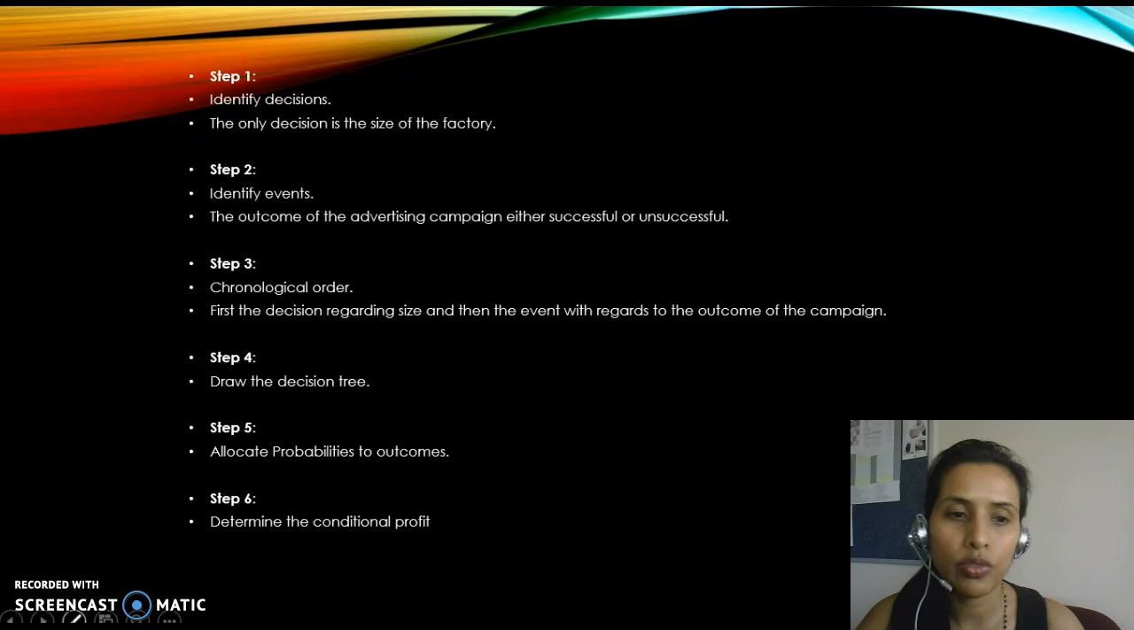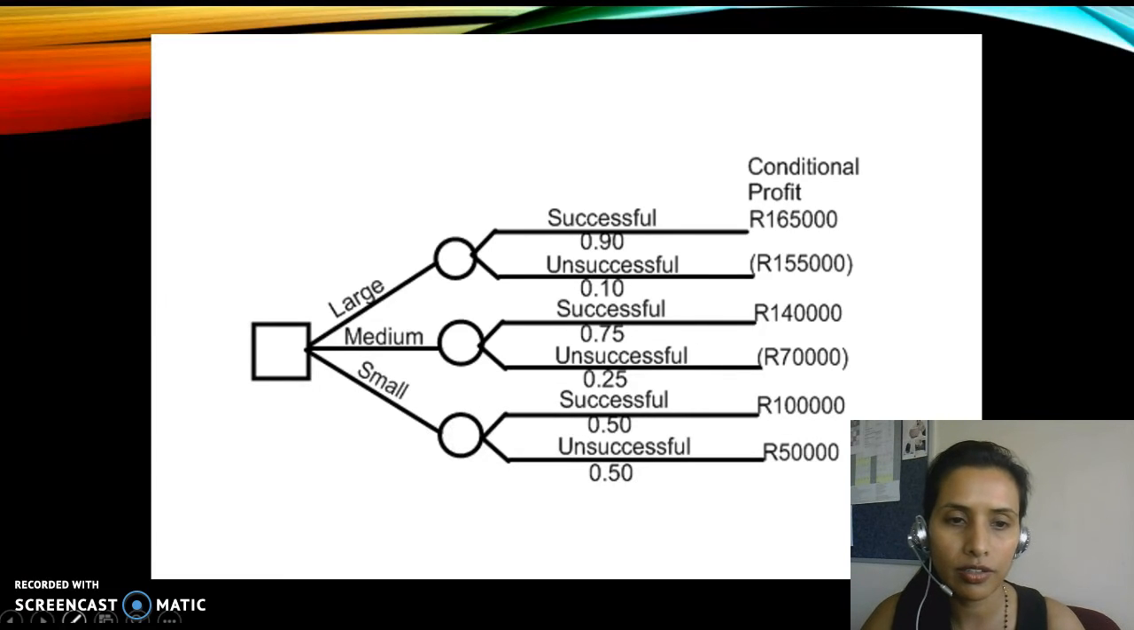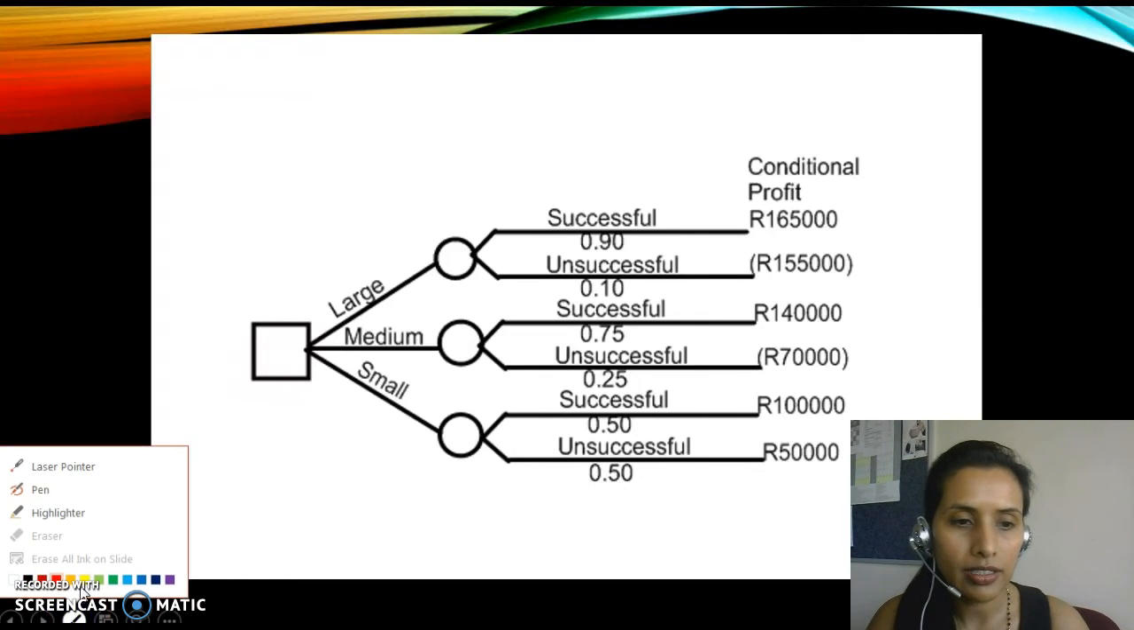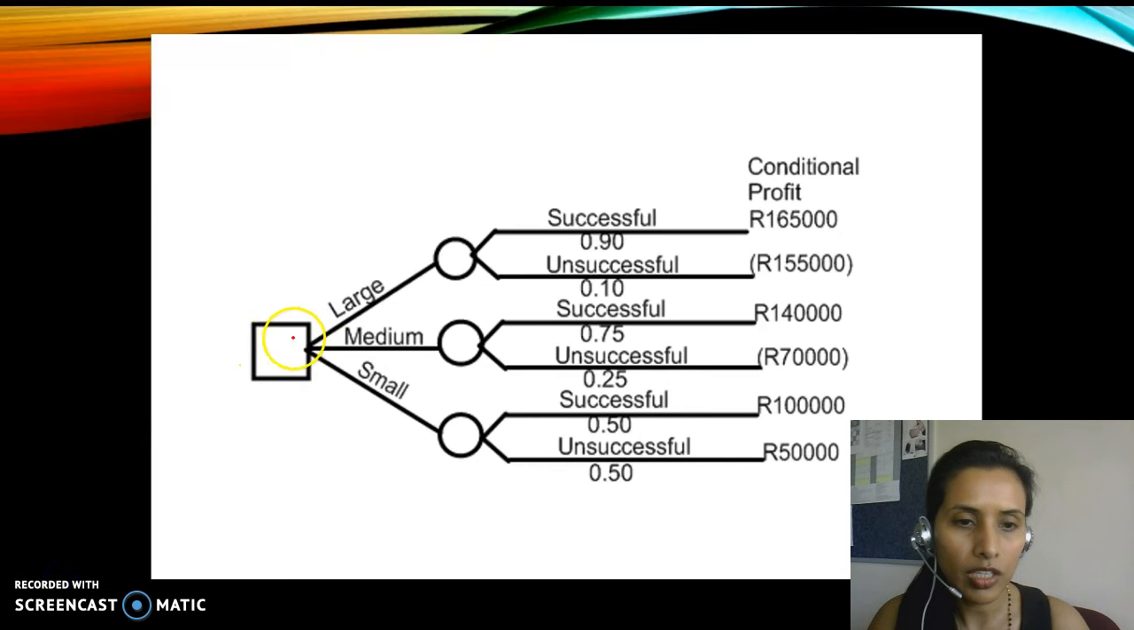Thereafter, we're ready to do the forward pass, which is drawing our decision tree. Then we will allocate probabilities to all the different outcomes, the campaign being successful or unsuccessful, and we will calculate the conditional profit of these various outcomes. So our tree looks like this. We would start by drawing a square to indicate that a decision has to be made. Thereafter, we will have three branches arising out of the square: the large, the medium, and the small.